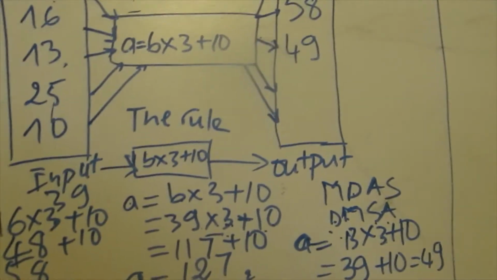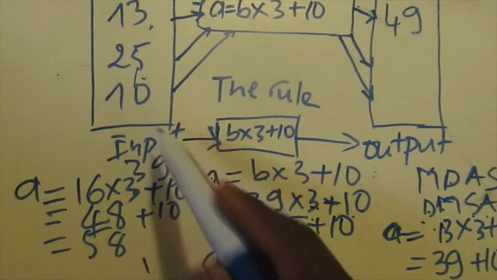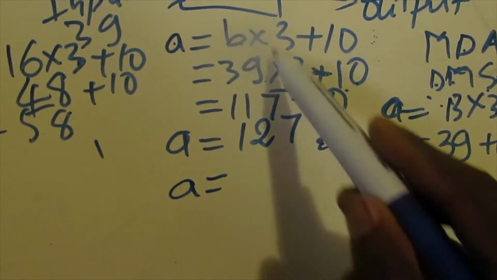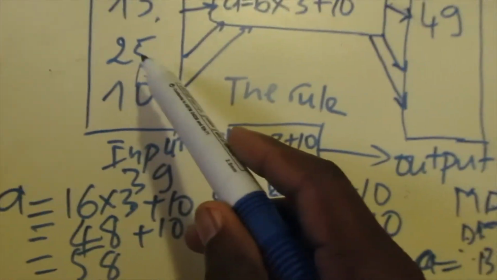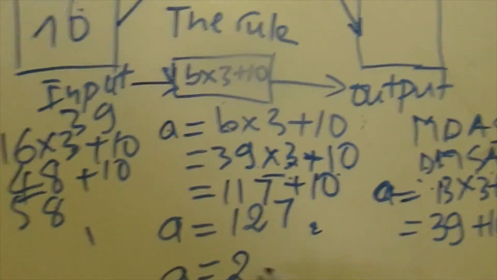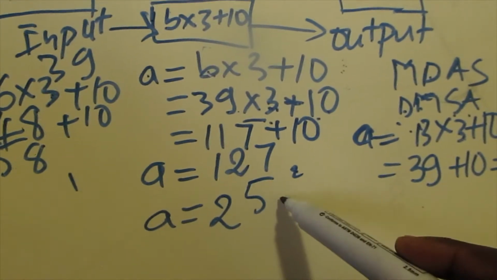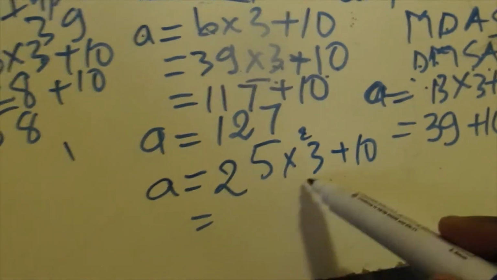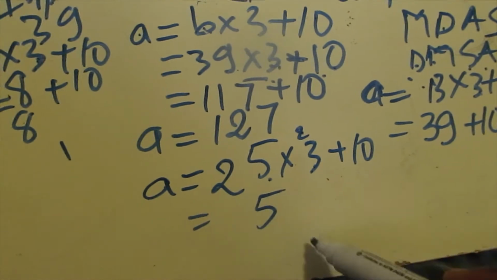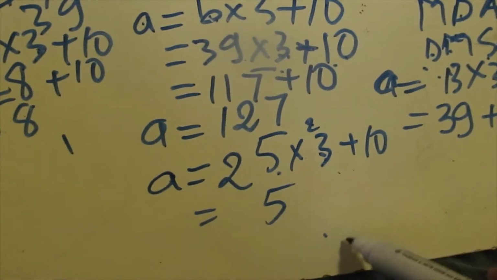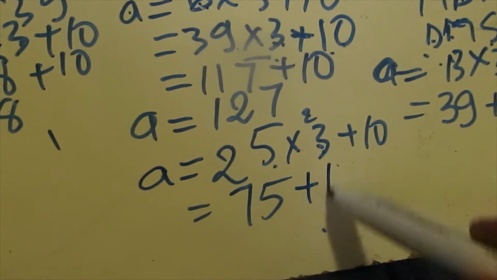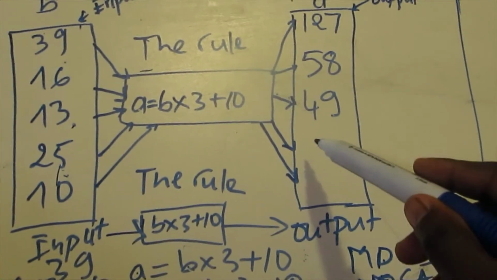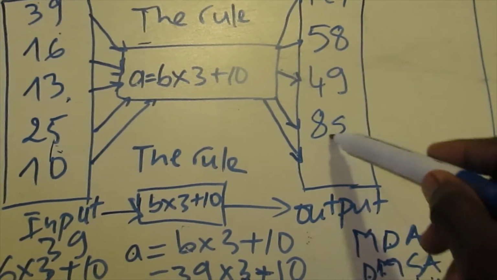Then we must find again with this input, 25. With 25, we apply the same thing. A equal to B. B, we replace the value, that is 25. So 25 times 3 plus 10. 25 times 3: 3 times 5, 15. We carry 1. 3 times 2, 6, plus the carry 1, 7, plus 10 equal to 85. So we go again to our table to write 85.